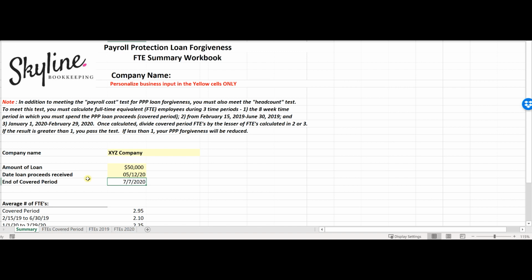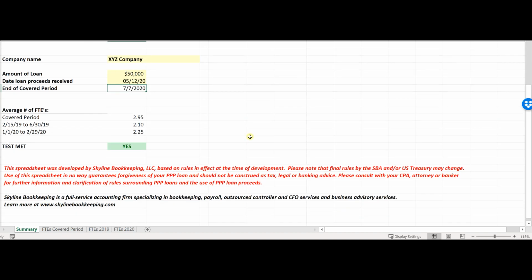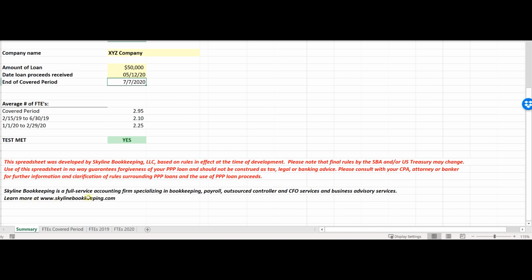Again, this spreadsheet can be a little confusing. I tried to make sure that I put as many instructions as possible in it, but if you need additional clarification, again, please make sure that you reach out to our office. Our info is located right here. You can schedule a consultation online, and we can guide you through on how to complete this spreadsheet.